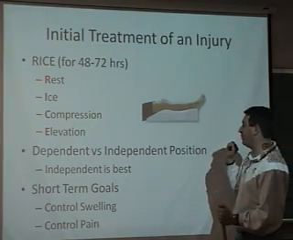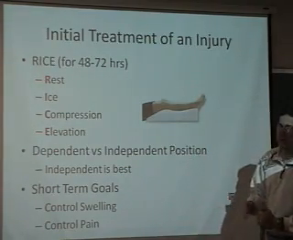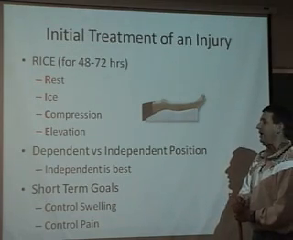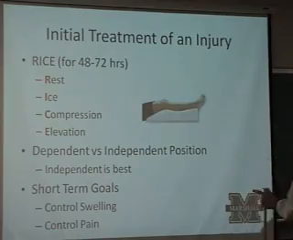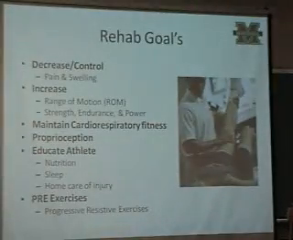When they go back home or back to the dorm room, don't get in a hot shower because it's going to make it swell up. Keep icing it every couple of hours for 20 minutes, whatever it may be. We'll talk about modalities here in a minute.